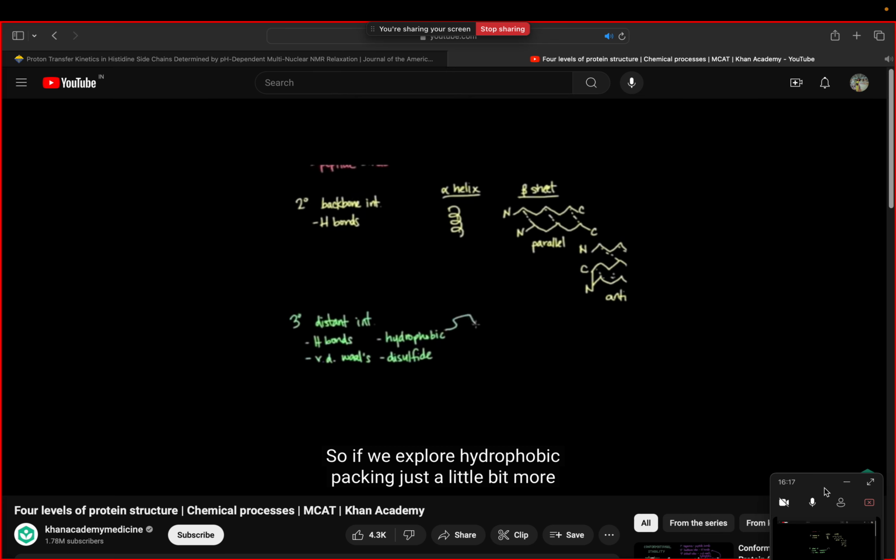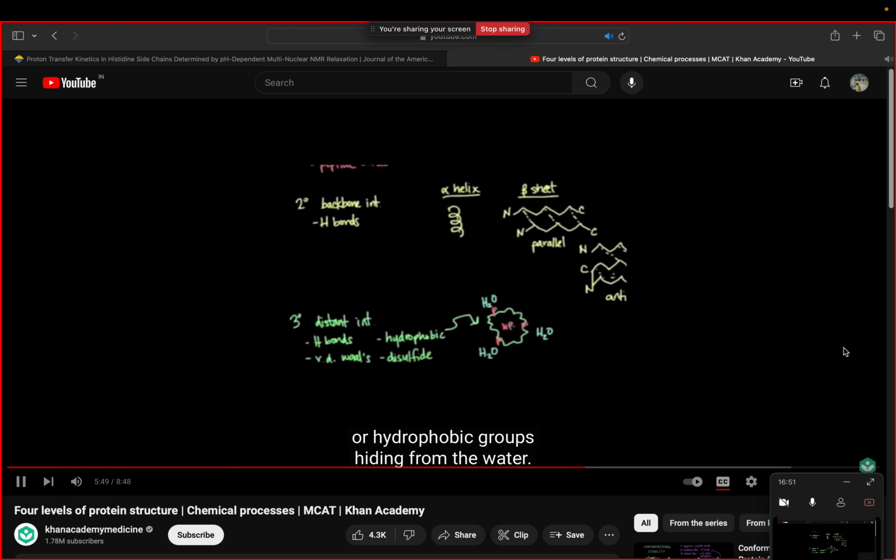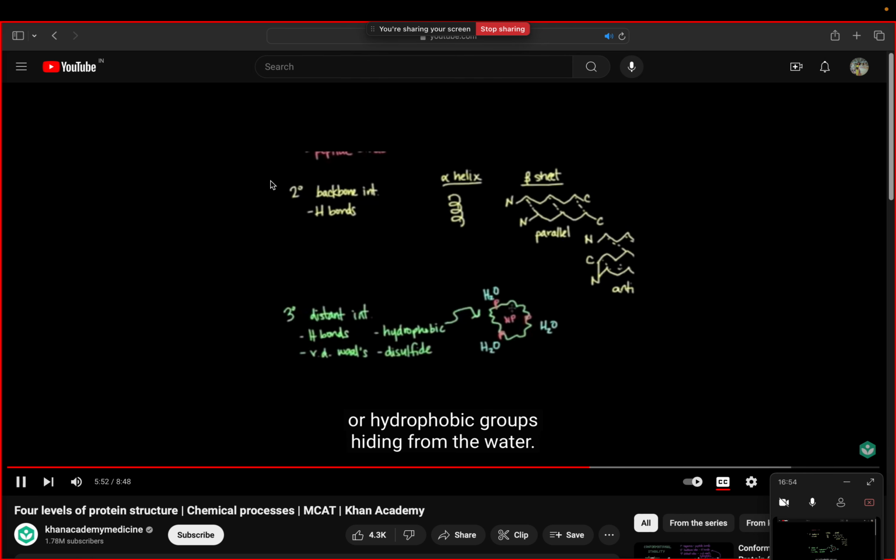So if we explore hydrophobic packing just a little bit more over here, say we have a folded up polypeptide or protein. And this protein is found within the watery polar environment of the interior of a cell. So if we have water on the exterior of this protein, then we will find all of the polar groups on the exterior interacting with this water. And then on the interior, you would find the nonpolar or hydrophobic groups hiding from the water.